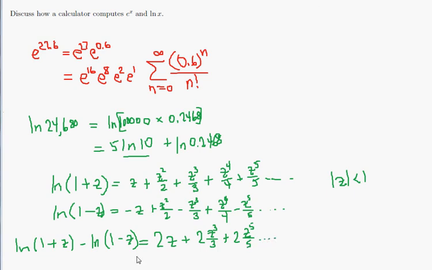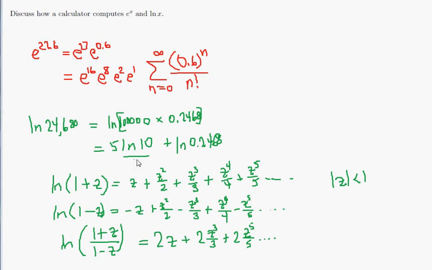And so on. And the left-hand side, natural log of 1 plus z minus natural log of 1 minus z, just by the laws of logarithms, is equal to the natural log of 1 plus z over 1 minus z. And the advantage to this expression is that the terms are being multiplied by z squared, and the denominators are decreasing a little bit faster. So this bottom series converges quicker than either of the top two series.